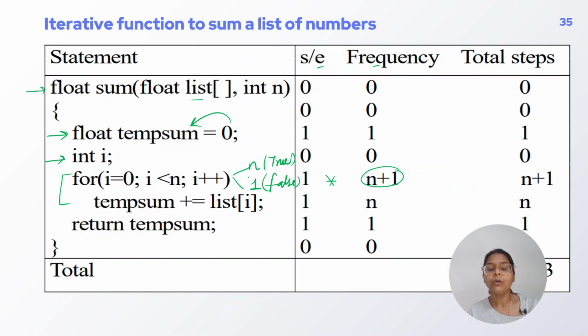Similarly, for the true condition you will enter into the loop. So how many times will this particular statement execute? It will execute n times. So it is 1 into n, which is n. This is totally a basic operation.